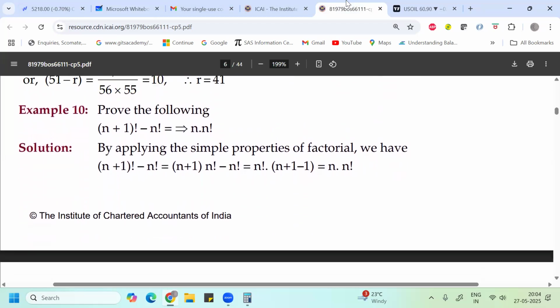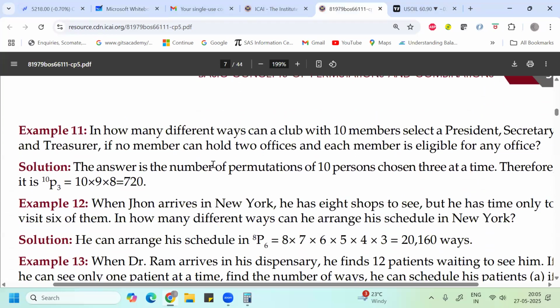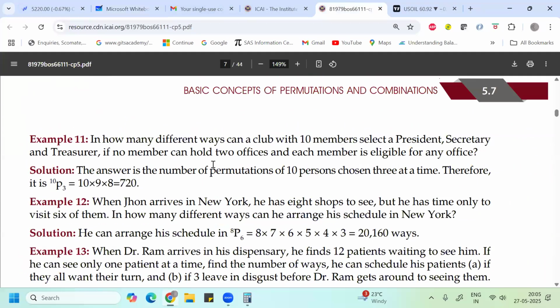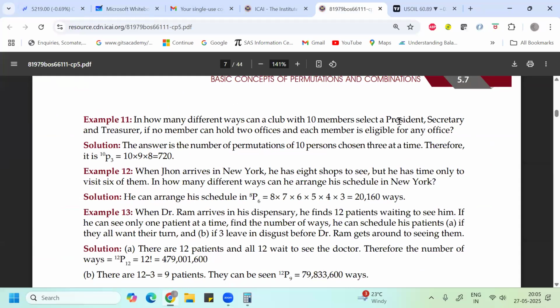Like this, you can solve. Then this is again very important. Prove that, okay, this all you can do by yourself, proving and all. In how many ways from 10 members can you select president, secretary, and treasurer?